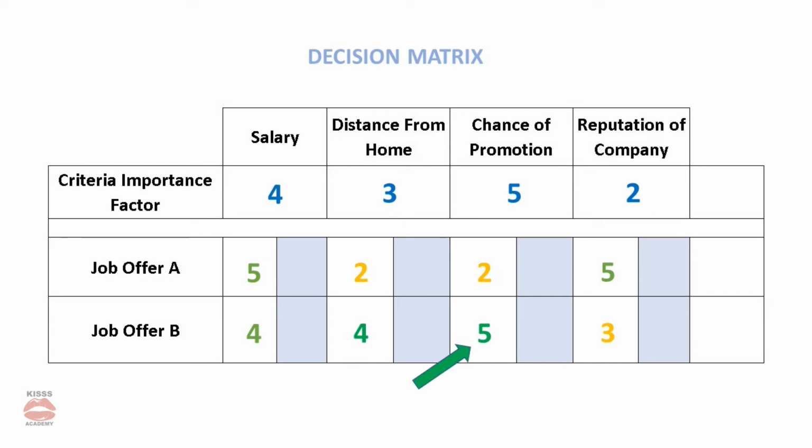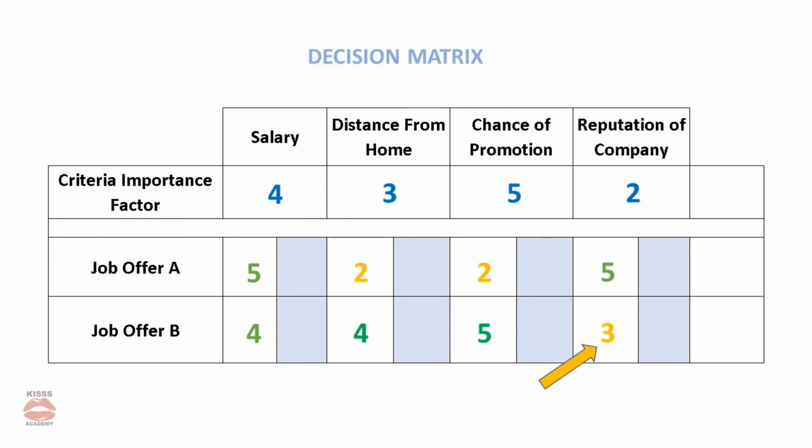Chance of promotion? Well, for job offer B, they told me it's an entry-level position and that if I do well, I will definitely get promoted. So this criterion gets a ranking of 5 for job offer B. And then finally, reputation of the company. This company, for job offer B, has a good reputation, but not as good as the job offer A company. So I'm going to give this one a 3.